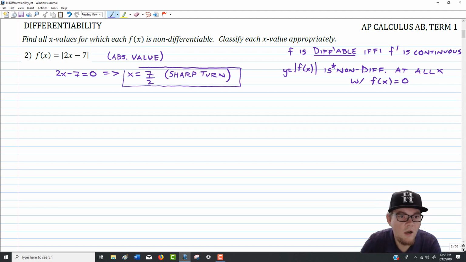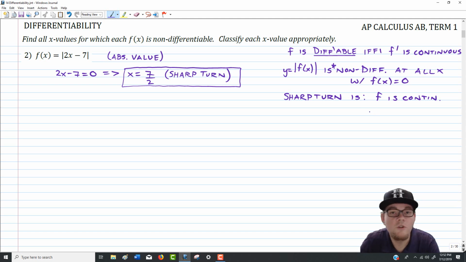And a sharp turn, I'll remind you, and this is just kind of becoming our little vocab glossary here, is where f is continuous, but the two one-sided limits do not equal one another. So the limit as x approaches c from the left side of f prime of x does not equal the limit as x approaches c from the right side of f prime of x.